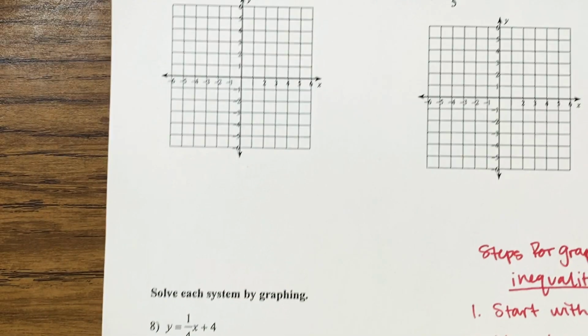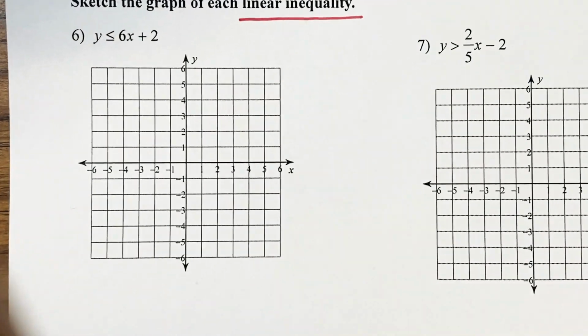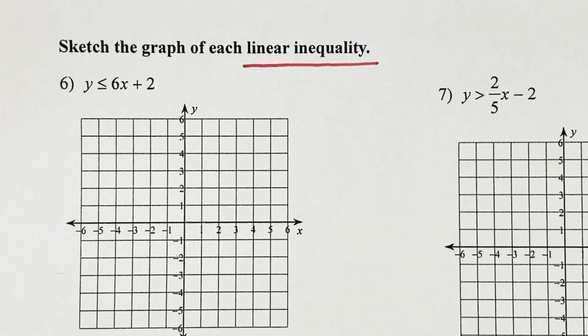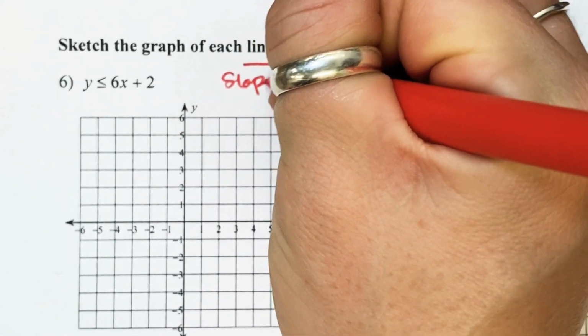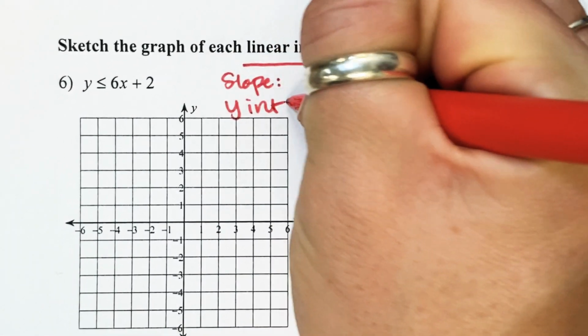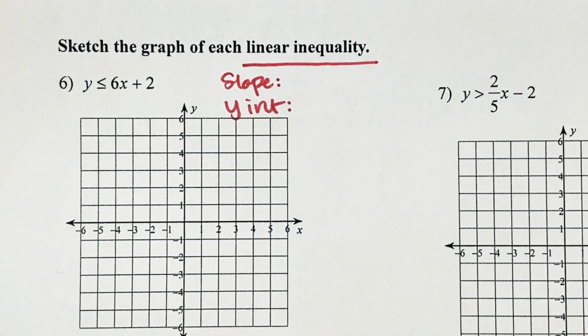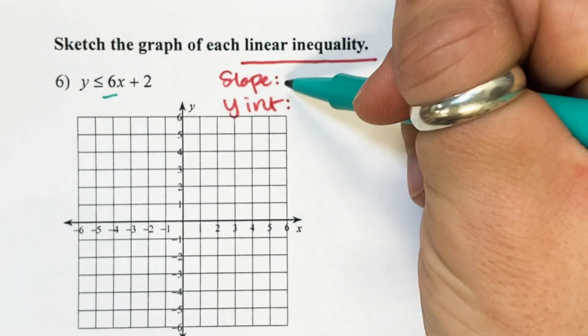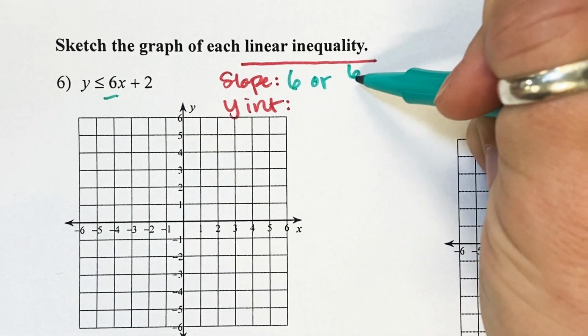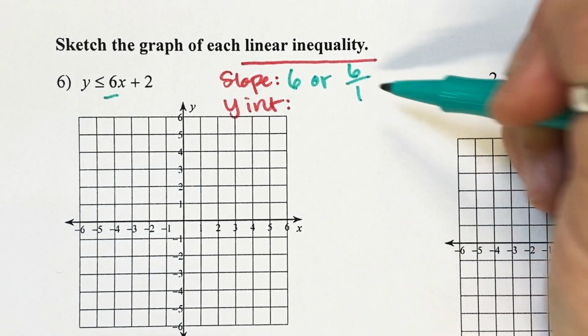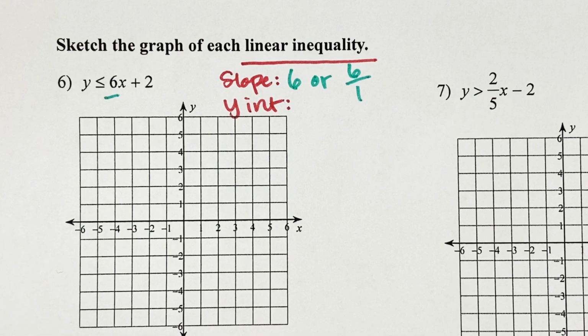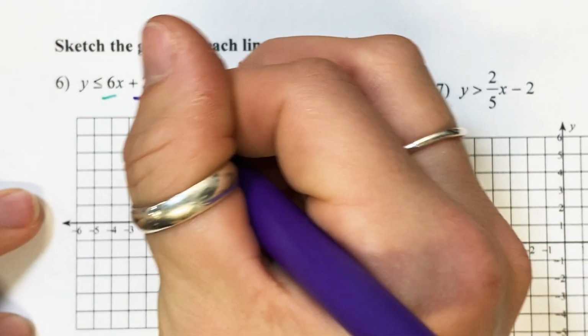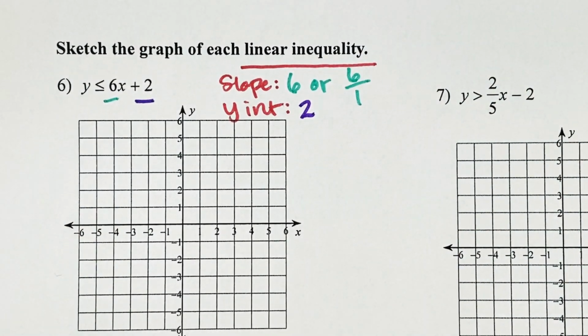Okay, so let's look at number 6. We are going to start this the exact same way we would start an equation. First, what is our slope and our y-intercept? What's my slope? What is the number that is right in front of that x? It's going to be that 6. Or you can rewrite it as 6 over 1 if you want that rise over run. What's my y-intercept, the number on the end of the equation? It's going to be that positive 2.